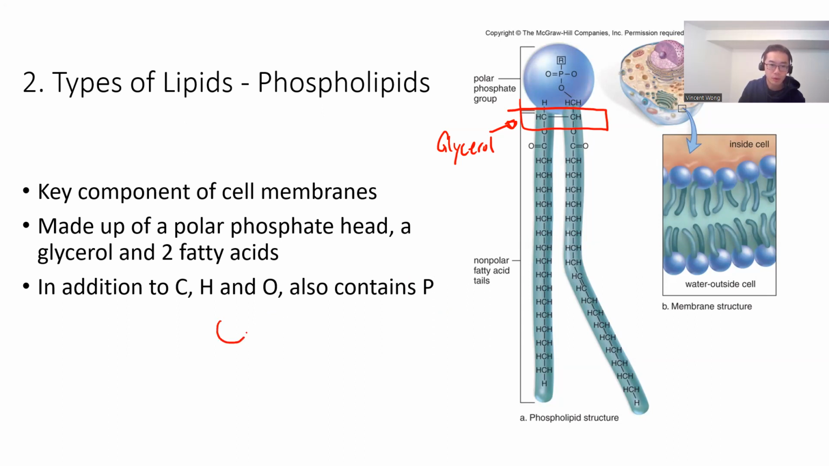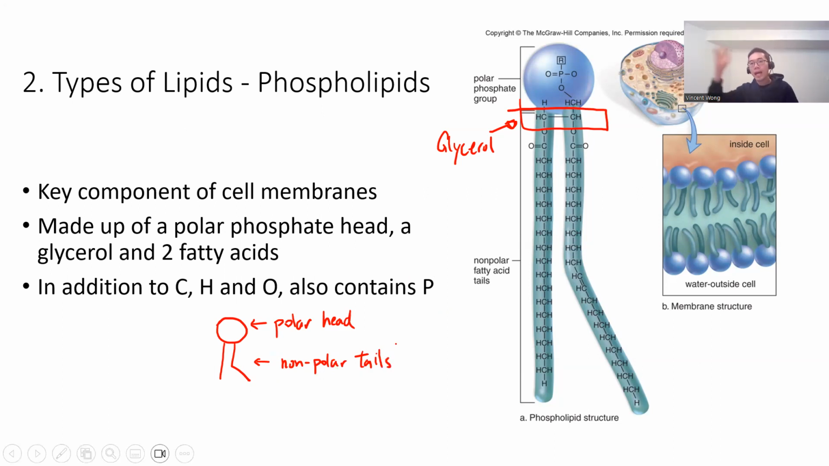Usually we'll draw it like this, and we'll draw a lot of these later on. It's going to have a polar head, and then it's going to have non-polar tails. So the head is water-loving, but the tails, they don't like water.